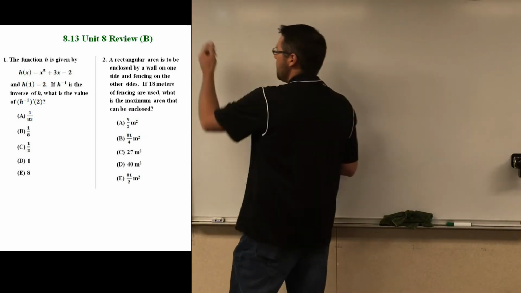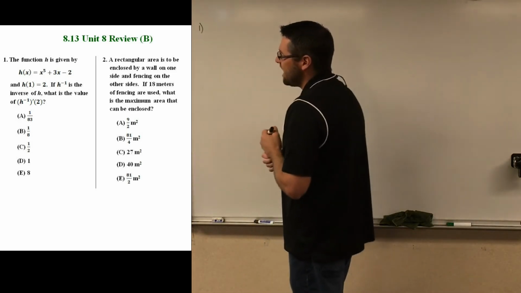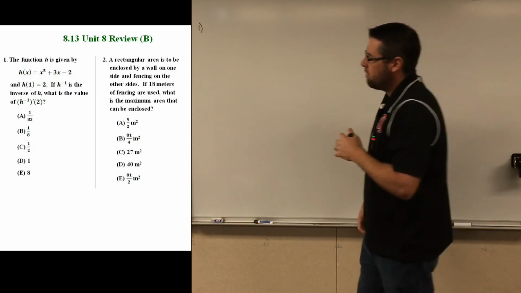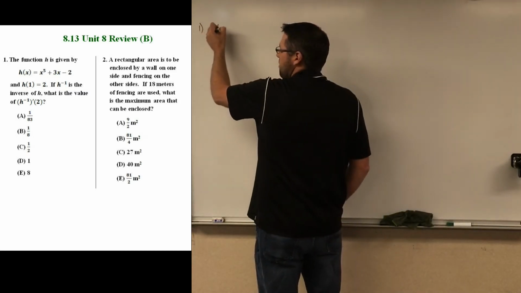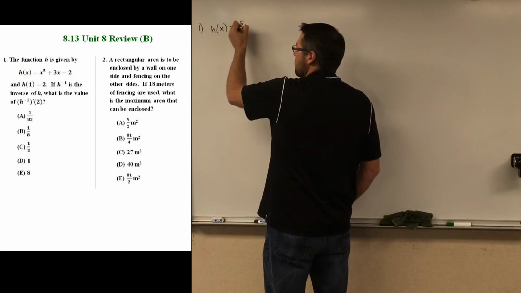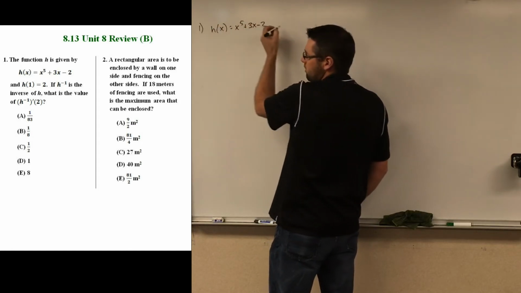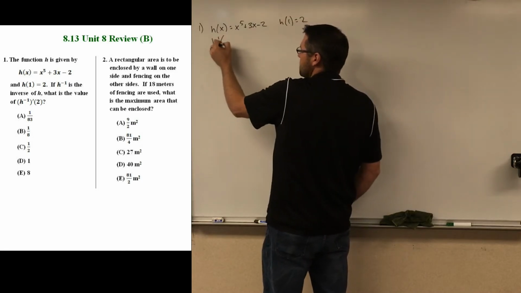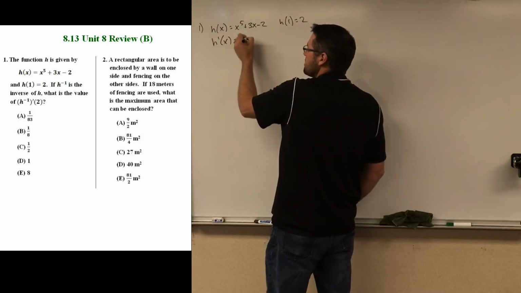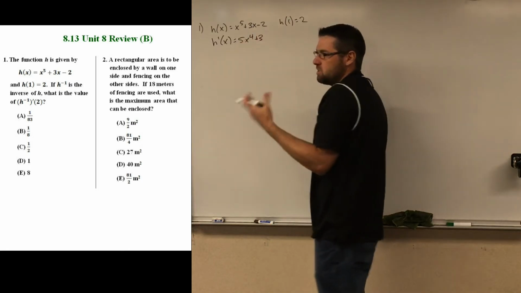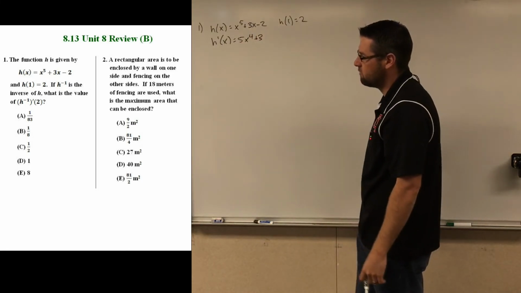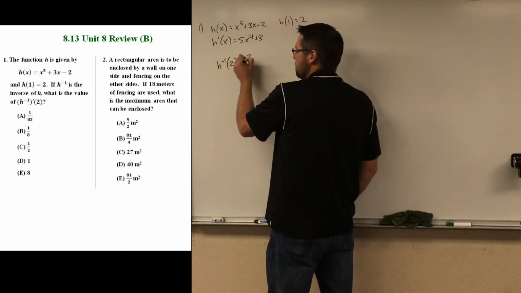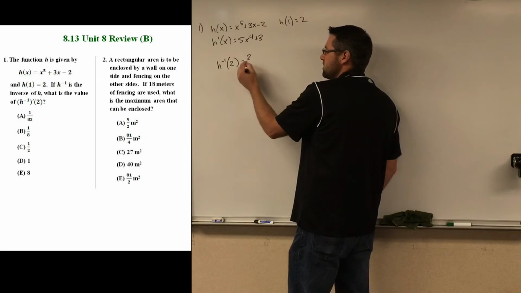All right, number 1. Number 1 says h of x is x to the 5th plus 3x minus 2. Maybe I should write that down. And what do we know? We know h of 1 is 2. Now, we can take the derivative of this, and it will help us later on. And there are little shortcuts to this, but it's just more information in your brain that you can get confused. If you are looking for inverse h of 2, that's the question, I would approach it this way.